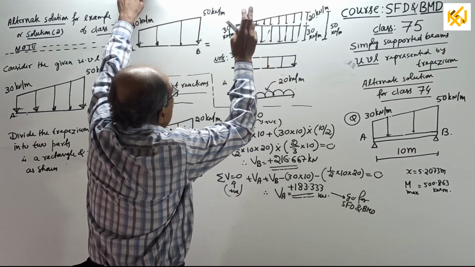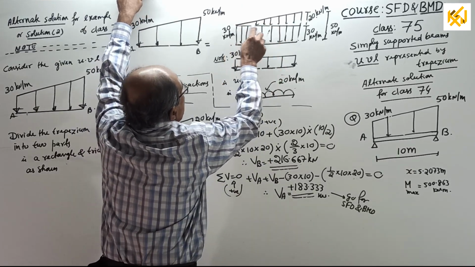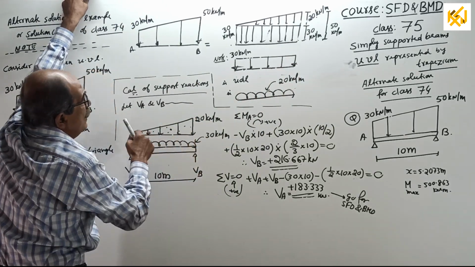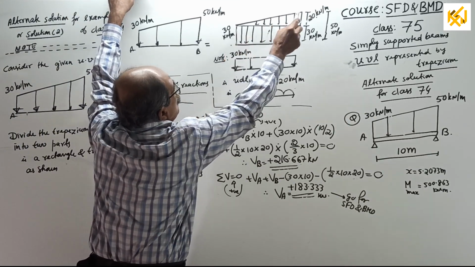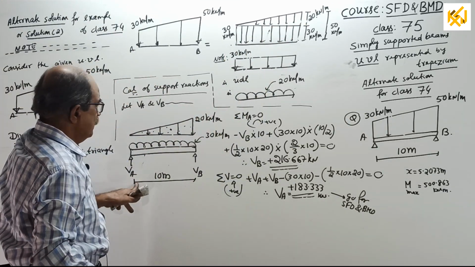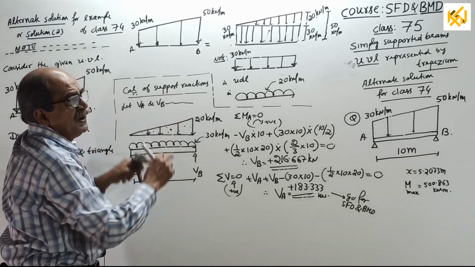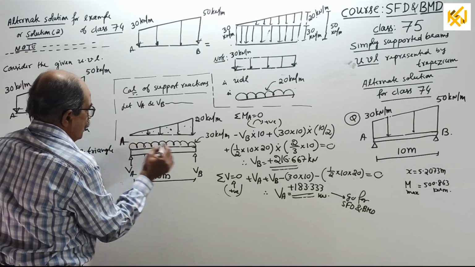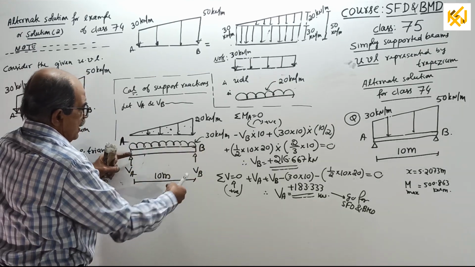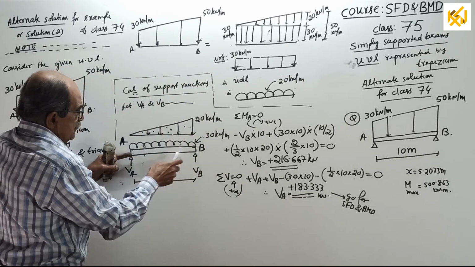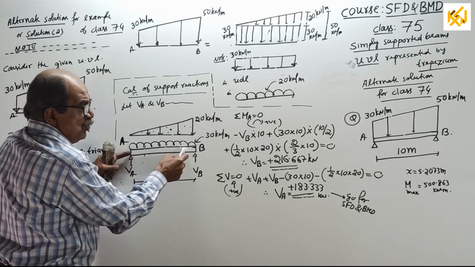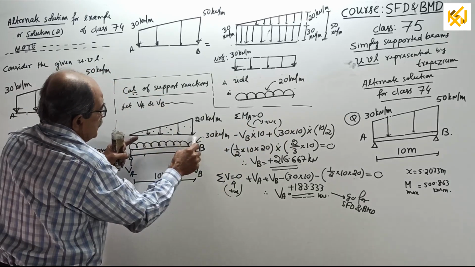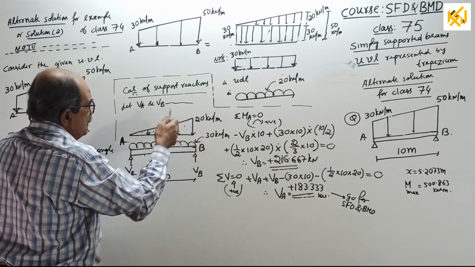So now this loading will become this rectangle, that is a UDL of 30 kN per meter, and then a triangle from 0 to 20 kN per meter. This is the beam. So let VA and VB be the reactions as usual. Take moment about A: minus VB into 10 plus 30 into 10, which is the total load due to UDL, acting at the center, into 10 by 2, plus the moment of this triangle load. Half into 10 into 20 is the total load.